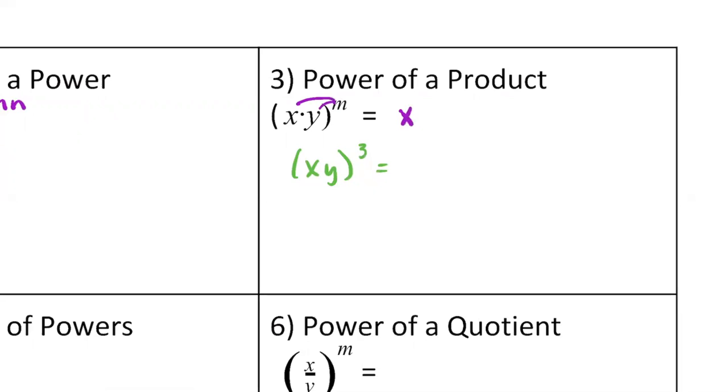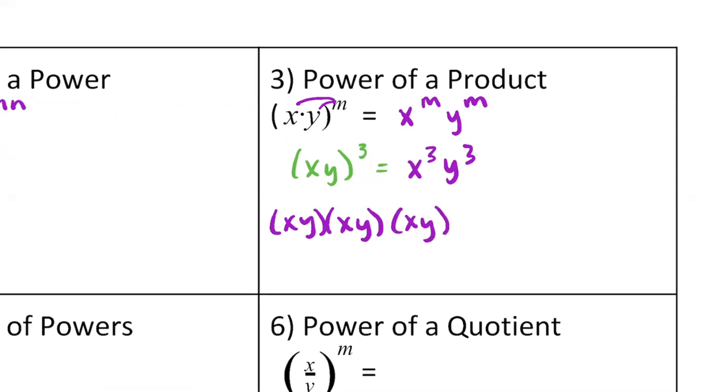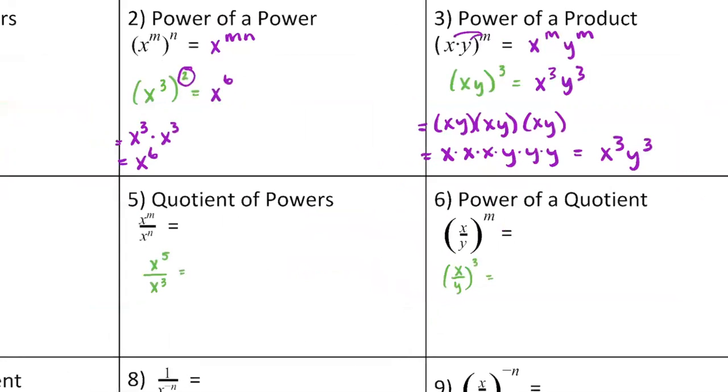So x to the m and y to the m. For this example, xy to the third would be x to the third, y to the third. Again, showing why this works. This is really what this is asking you to do, xy times itself 3 times. But you can reorder multiplication. And then when you reorder it, you can see that you could rewrite it as x to the third and y to the third.